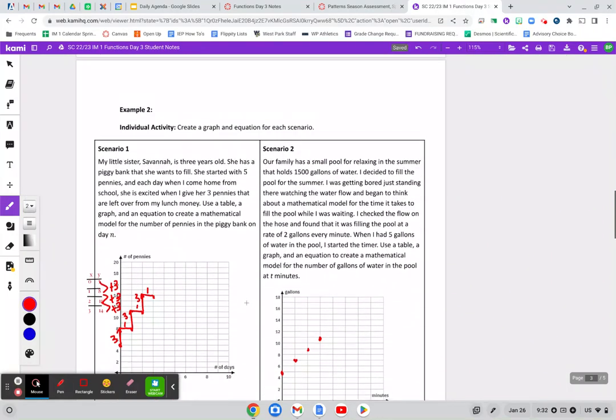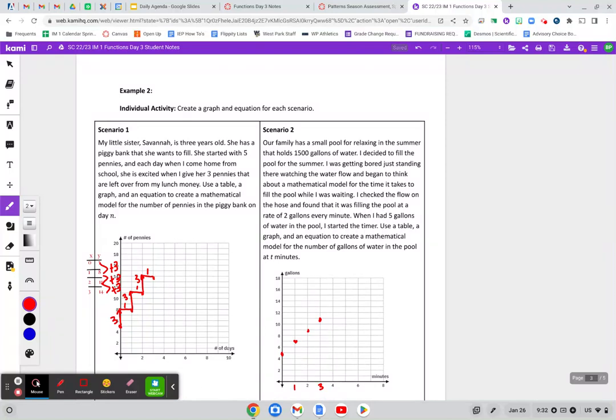All right, now think about this one. Our family has a small pool that holds 1,500 gallons of water. That piece of information is irrelevant at this point. I decided to fill the pool for the summer. I was getting bored just standing there watching the water flow. Think about the water flowing, right? That water's not flowing and stopping, flowing and stopping. It is not discrete. Flags should be flying, right? Like you know this is a continuous function. The water continues to flow and flow and flow.